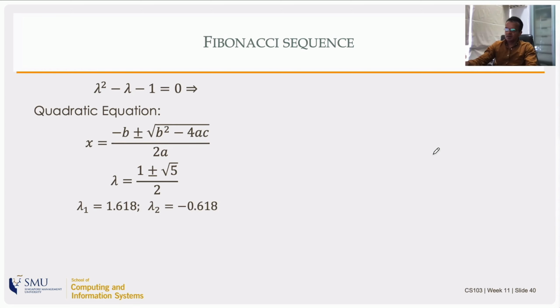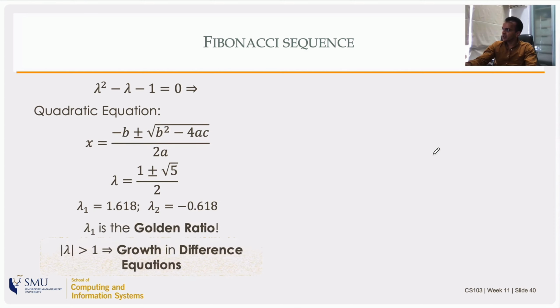The golden ratio is something that appears in all kinds of aesthetic things like paintings and architecture. It apparently has very important properties in terms of how we perceive things. But as you will see, it is also significant in terms of Fibonacci numbers. So there is a connection between Fibonacci numbers and this golden ratio, which is interesting. So lambda 1 is actually the golden ratio. Now, the absolute value of lambda 1 is more than 1. The absolute value of lambda 2 is less than 1.